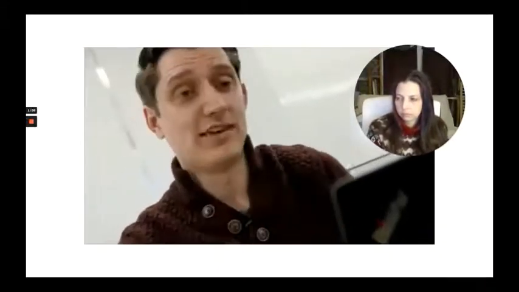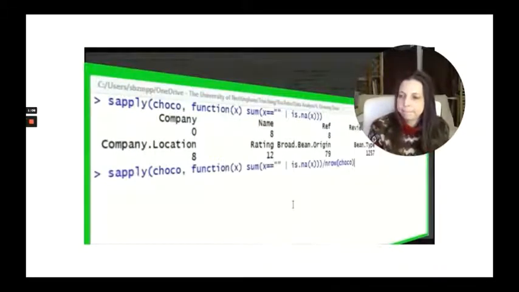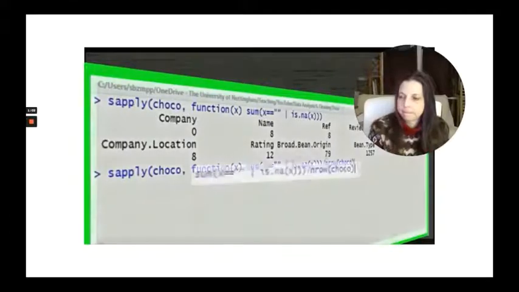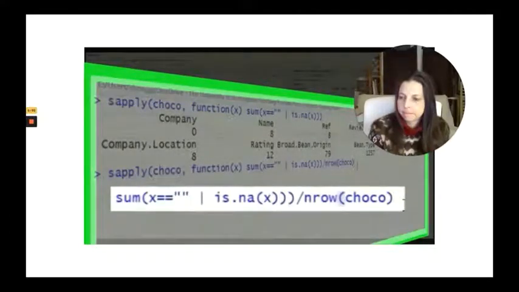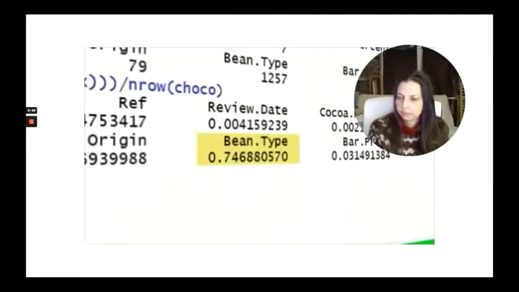So the only issue we've got is that 1,200 is not relative, it's just an amount of rows. It's not relative to the size of a data set. So we're going to use the exact same function, any empty rows, but this time we're going to divide by the total number of rows. So we can get a percentage for how much of the missing data we've got. So we can see, for example, that company name has 0 missing data, whereas bean type has 74% missing data. So that's a huge problem.